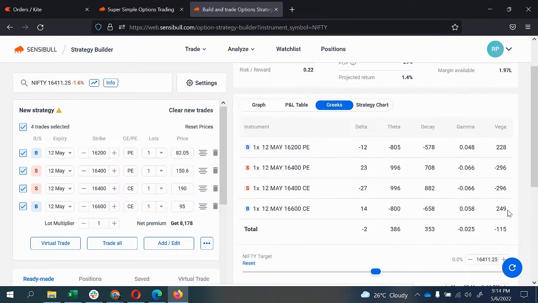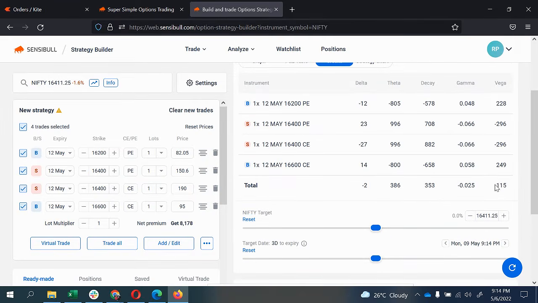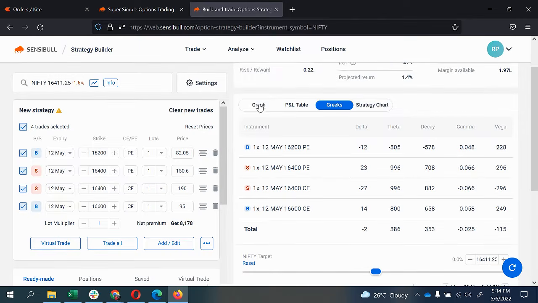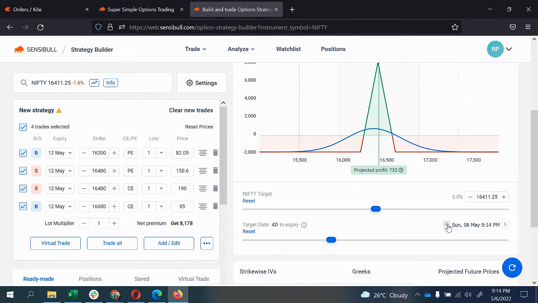Go to Greeks. Check the vega. Vega shows minus, so we are shorting vega. So this trade requires a falling VIX, not a rising VIX, right? So now what I'll do, I'll take it to the graph. I'll get it to today, Friday. We are at break even.